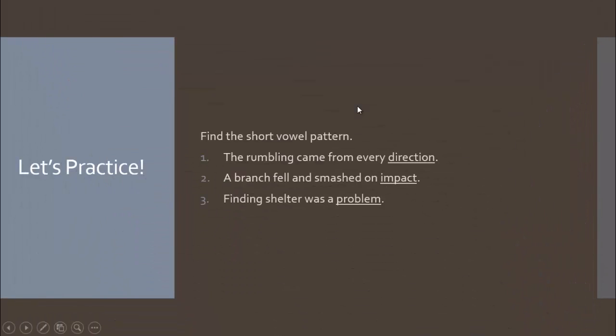So let's practice a little bit. Here I've given you 3 sentences. Each of the sentences has an underlined word. What I would like you to do to practice is to find all of the short vowel patterns. And you're just going to list the short vowel patterns in your assignment submission as part of your work for this assignment. As always, if you have any questions, please make sure that you contact your teacher.